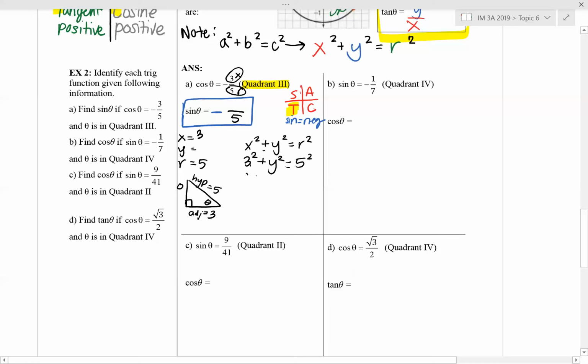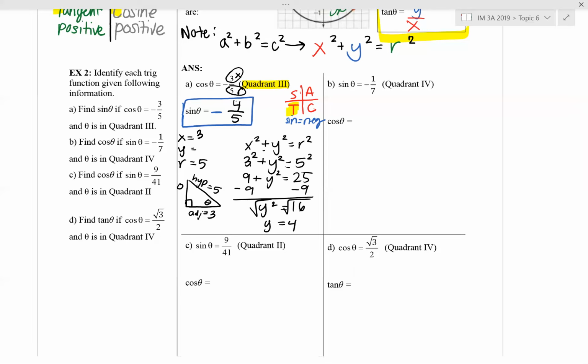Okay, so 9 plus y squared equals 25. If I subtract 9 from both sides, y squared is equal to 16, which means that y equals 4. So that means that sine of theta, when cosine of theta is negative 3/5 and the angle's in quadrant 3, is negative 4/5.